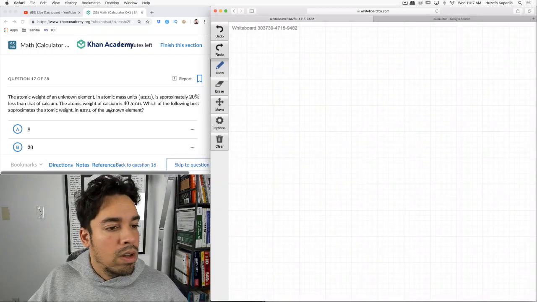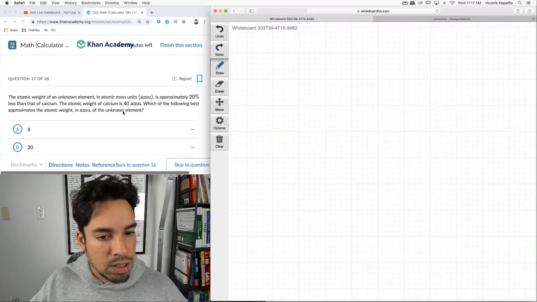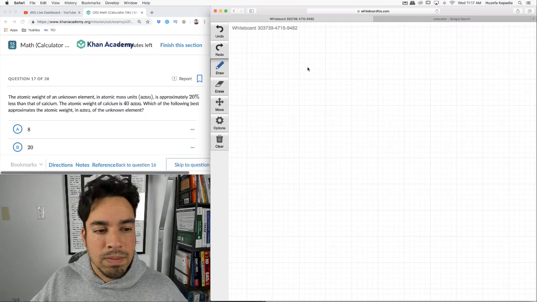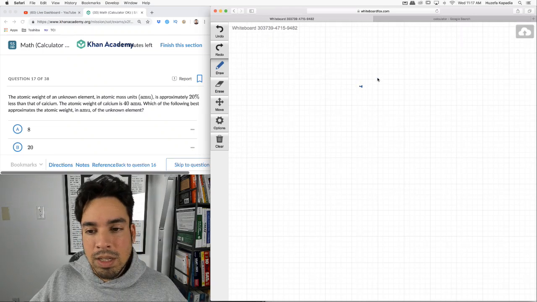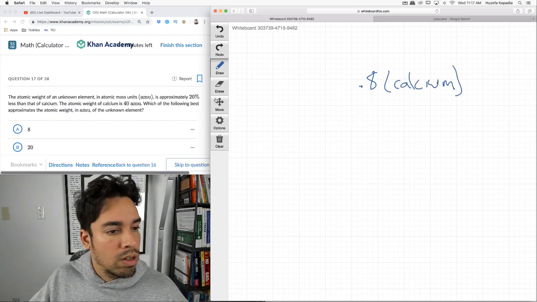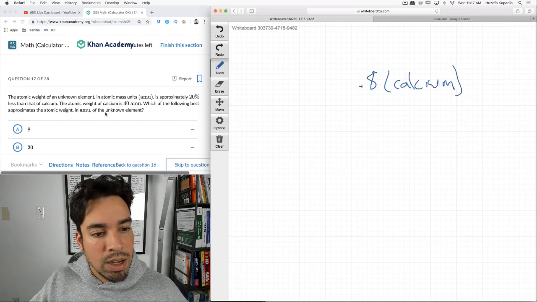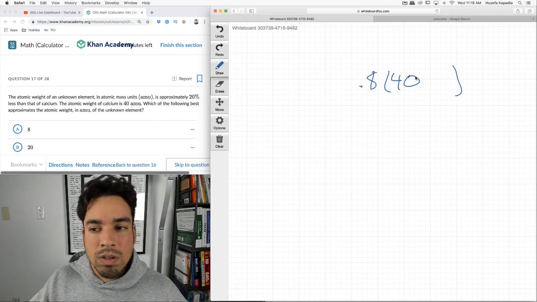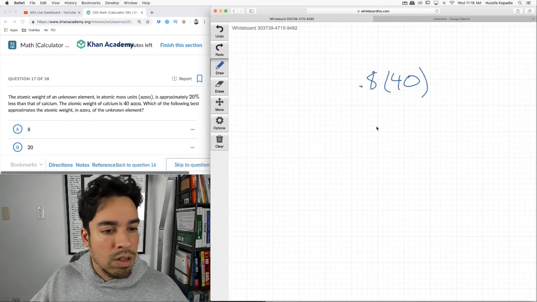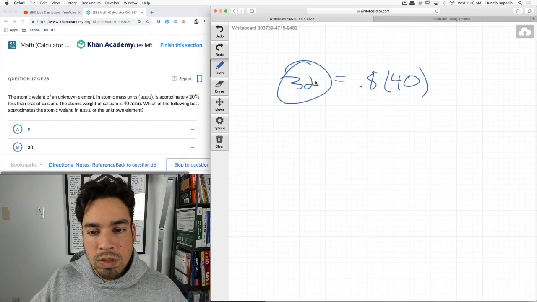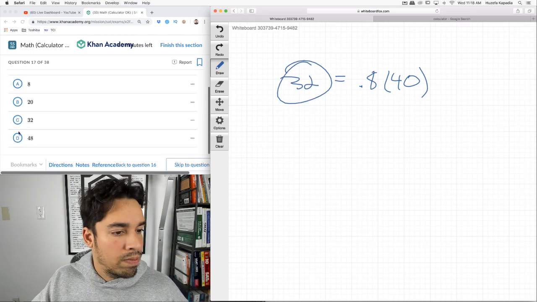The atomic weight of an unknown element is approximately 20% less than that of calcium. Less than that, meaning 0.8 of calcium. The atomic weight of calcium is 40. Which of the following best approximates the atomic weight of the unknown element? It's 32. Done. 0.8 times 40 is 32.